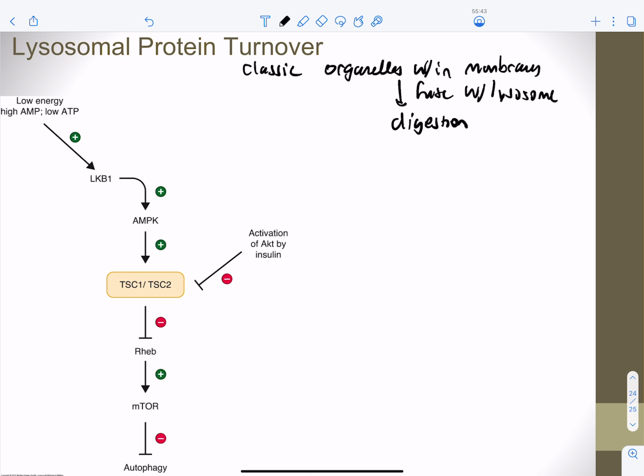So within lysosomes, with respect to proteins, you have the pepsin family of proteases that are going to degrade these proteins. And then the recycled amino acids are going to be released from your lysosomes.